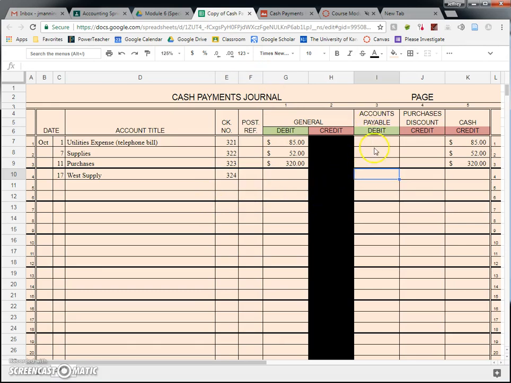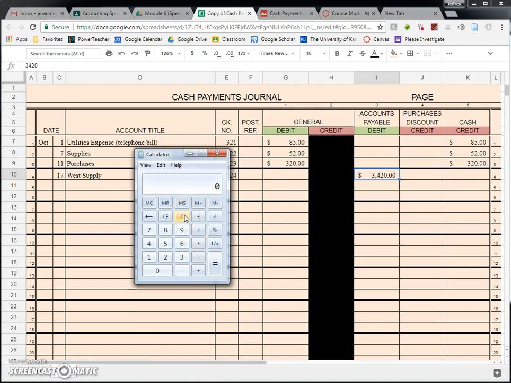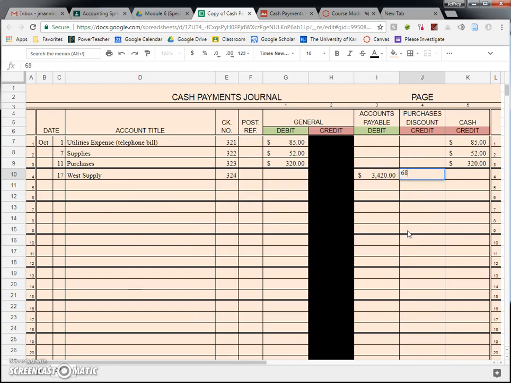This time it's going to go into accounts payable because we are paying back West Supply. And we are paying them back $3,420 worth of stuff that we bought from them. But they're giving us a 2% discount, which is awesome. So we're not actually going to give them $3,420. We're going to give them 2% less than that. So I'm going to take $3,420 and multiply by 2% or 0.02, and I get $68.40. So I'm going to apply that right here in the discount, $68.40.